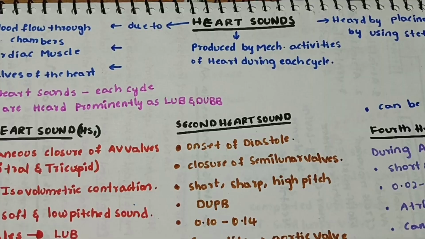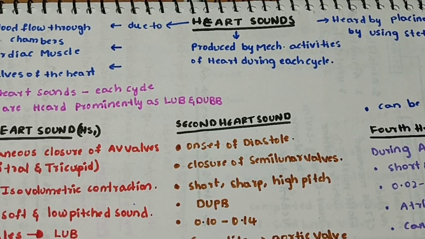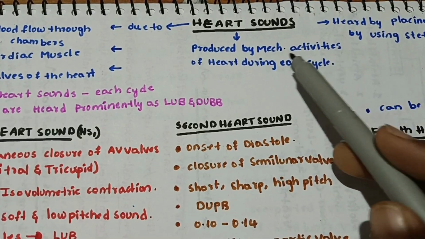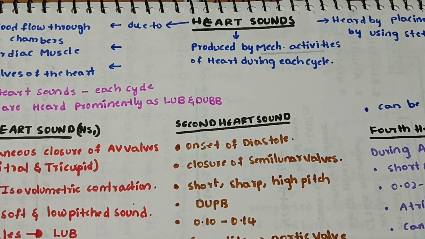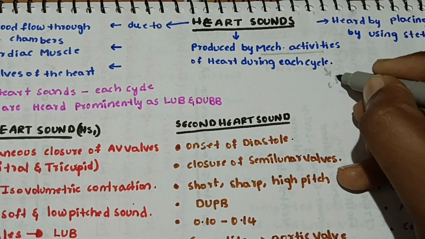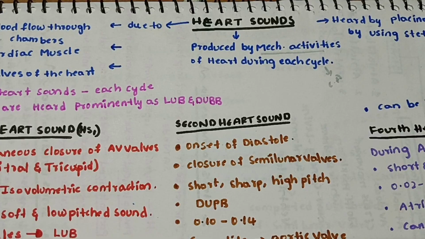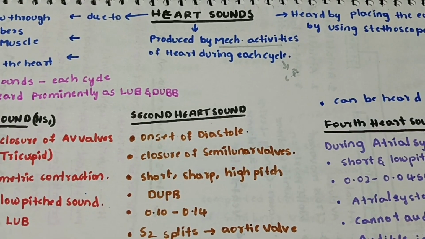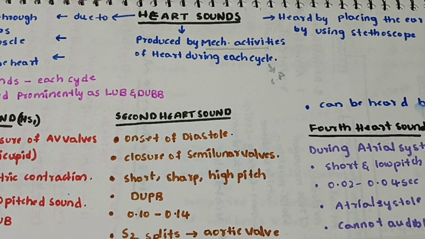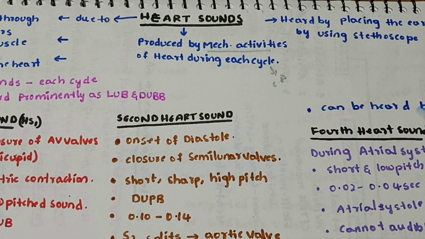Today we are going to discuss the heart sounds, the sounds produced by the heart in each rhythm. Heart sounds are produced by mechanical activities of the heart during each cardiac cycle, which are heard by placing an ear over the chest or by using a stethoscope.